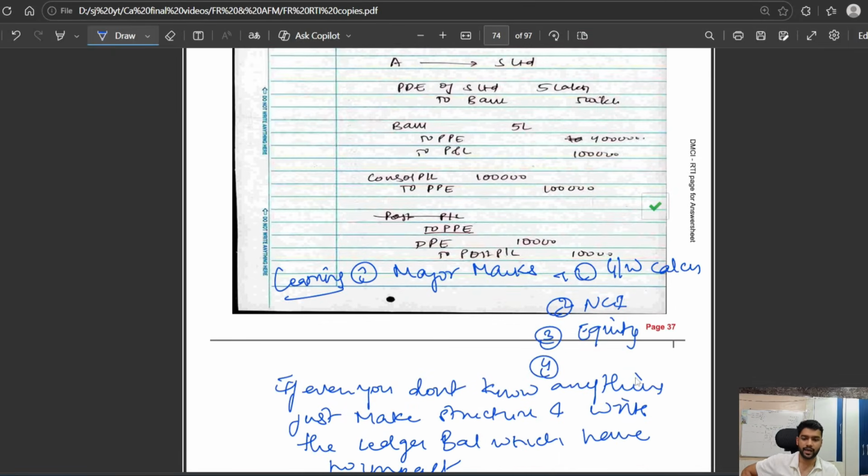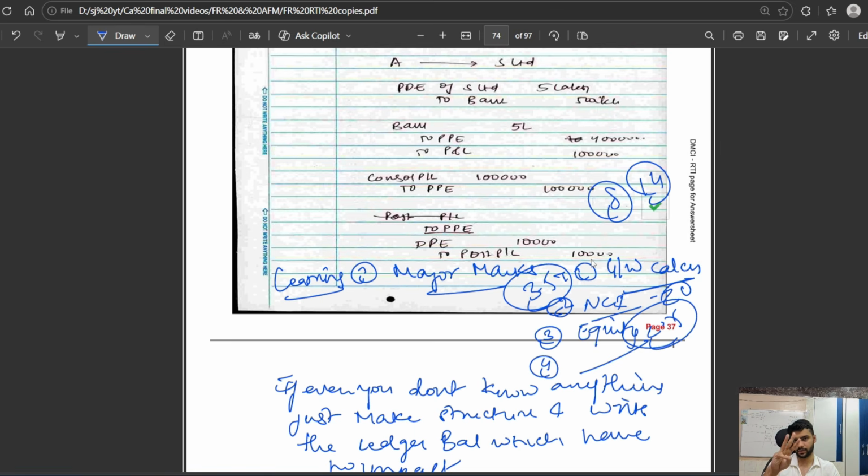So the learning: major marks you will get in the consolidation question, and if you are lucky, you will still get a consolidation question, because in the past 2 years the pattern has been consolidation, but maybe in May 26 you get business combination. In this question, the major marks were related to goodwill calculation. It was around 3.5 marks, NCI calculation 2 marks, and equity calculation 2.5 marks. So 8 marks out of 14 were related to only 3 notes.